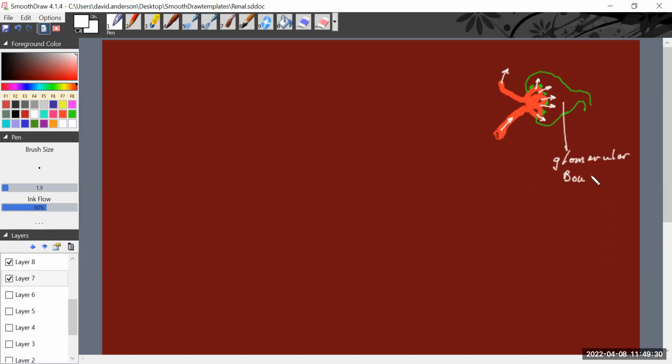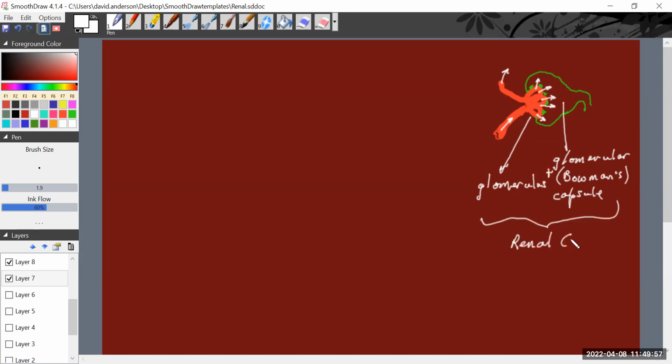or sometimes in older textbooks, that's the capsule. So this blood vessel, called the glomerulus, are known as the renal corpuscle. But remember, we have about 1 million of those in each kidney.